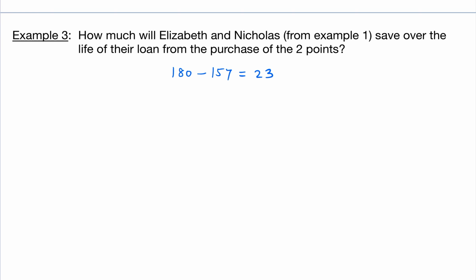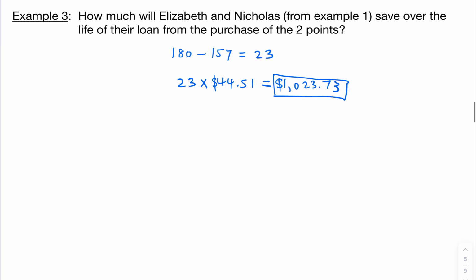Okay, and so we're going to take 23 months and multiply that by the monthly savings that we calculated earlier, which is $44.51, and that works out to $1,023.73. Okay, so they would save just over $1,000 over the life of the loan by purchasing 2 points.